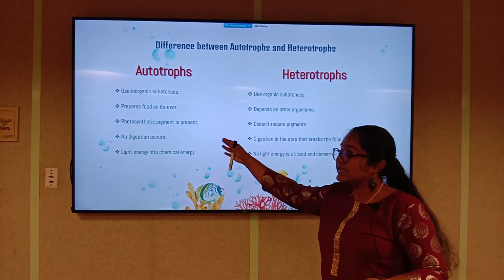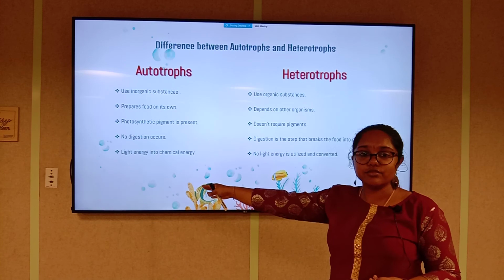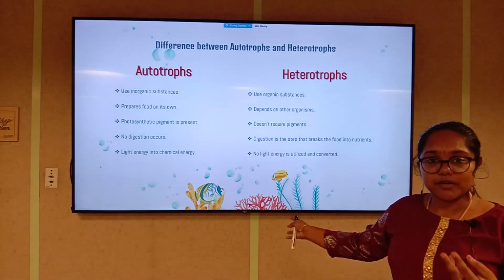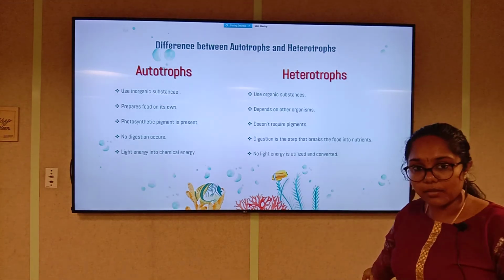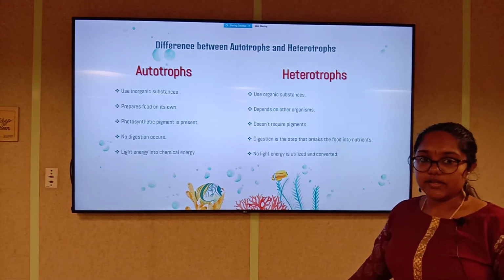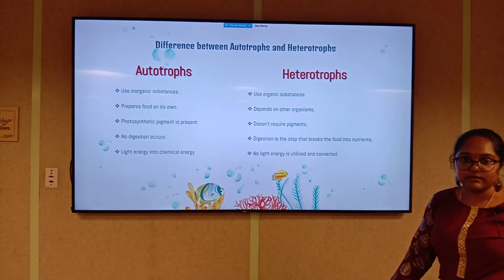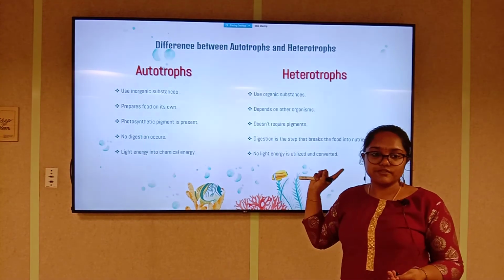The last one, in autotrophs the light energy is converted into chemical energy. We are not getting any energy from outside into our body. We are just eating raw materials and then we are converting them. So there is no conversion of energy and utilization. This is the consolidation of the nutrition topic.